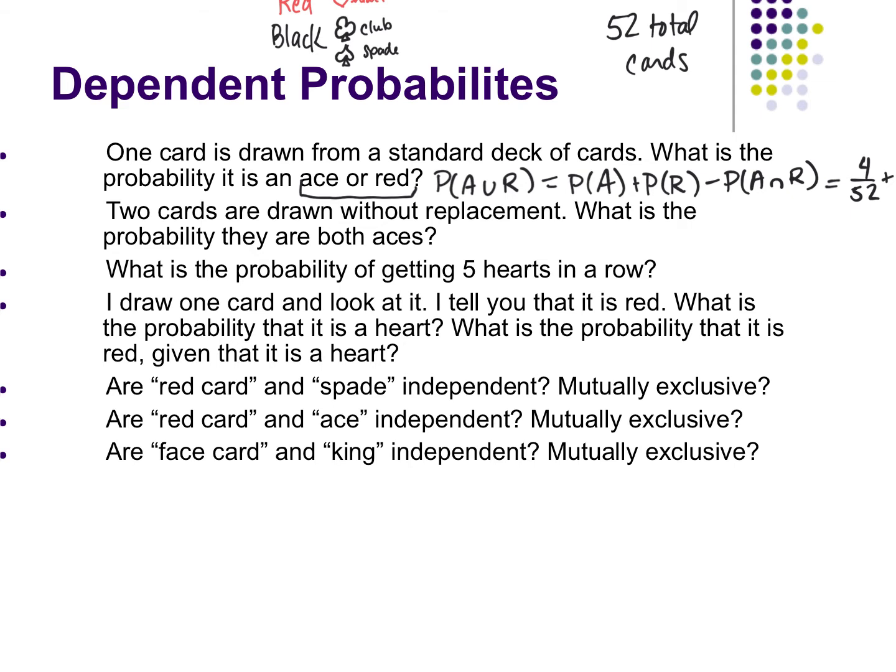2 cards are drawn without replacement. I'm not putting it back in the deck. I'm going to deal you a card, and then I'm going to deal you a second card. What's the probability that you get 2 aces in a well-shuffled deck of cards?